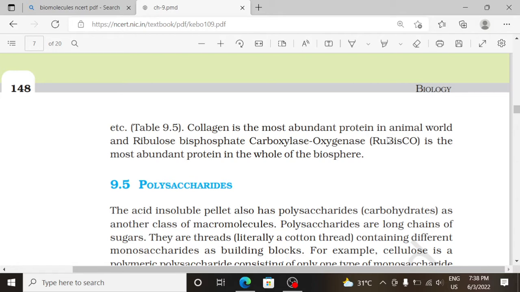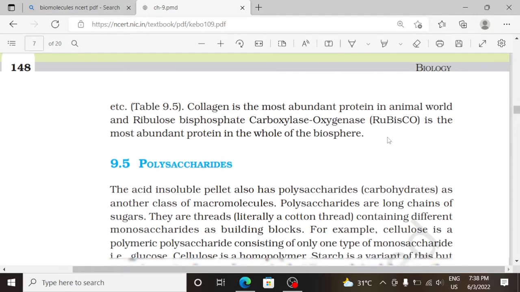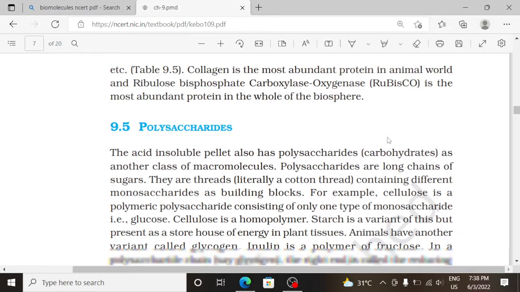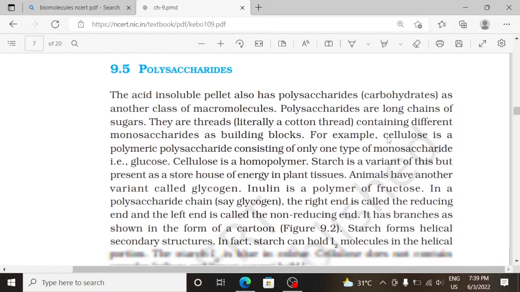Collagen is the most abundant protein in the animal world, and ribulose bisphosphate carboxylase oxygenase, that is RuBisCO, is the most abundant protein in the whole of the biosphere.